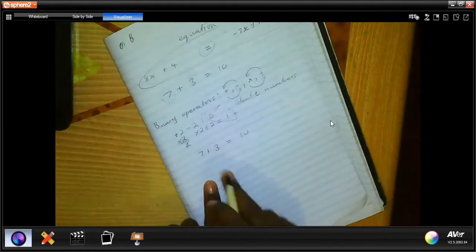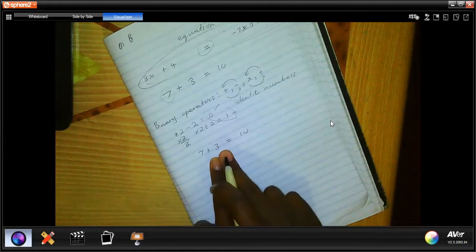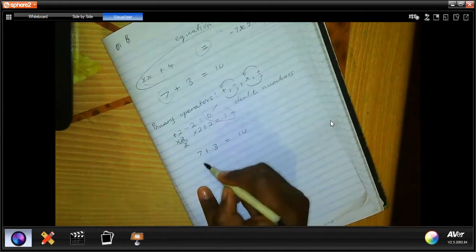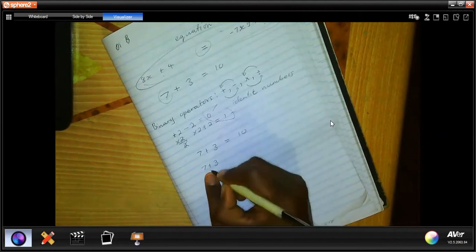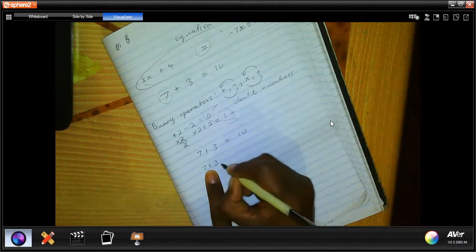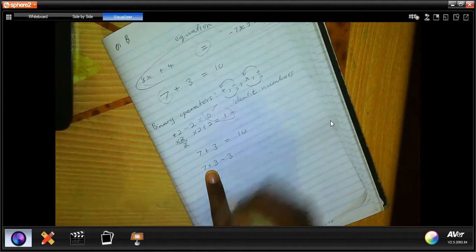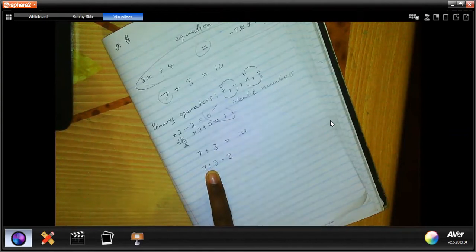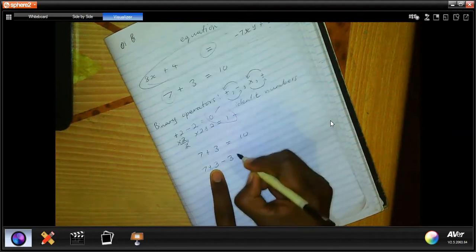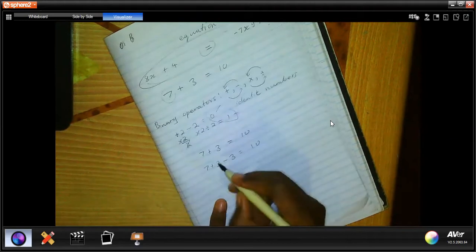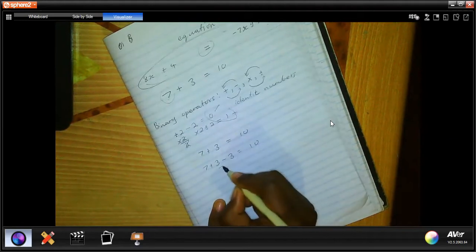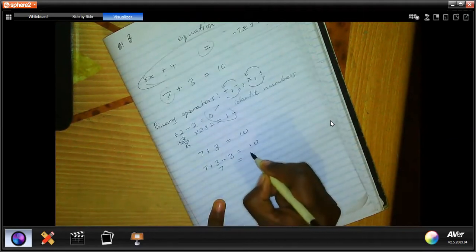We want a number that opposes 3 so that it removes a 3. The only way to remove a 3 is, since we've got a positive 3, we want the opposite of positive 3, which is negative 3. And remember on this side, what do we have? 10. We've done nothing on that side. So 3 minus 3 is 0, leaving 7, which is equal to 10.